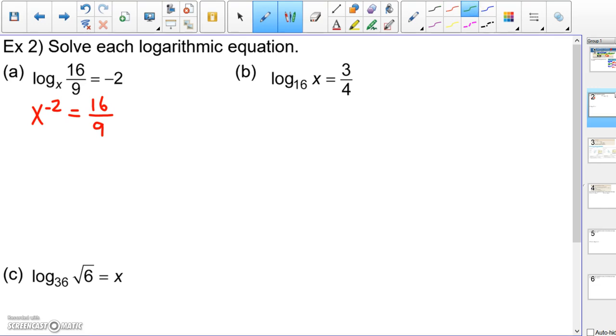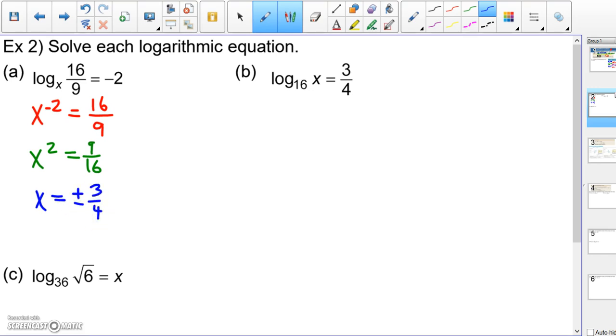Now, one thing that's kind of tricky is that negative 2, but we know the negative exponent flips it. So if we know that negative exponent is a flip, then we can say x squared is equal to 9/16. That negative just flips the fractions. So we know how to solve this. We take the plus or minus square root of both sides, and we would get x equals plus or minus 3/4.